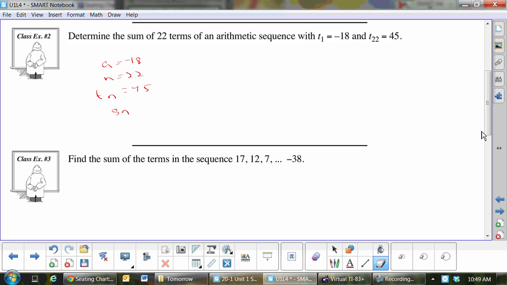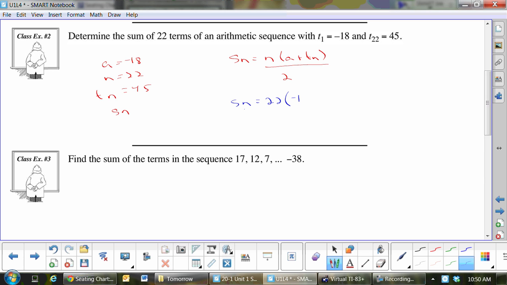Now again, it's our first time going through this one, so I'm just going to write down the formula. Sn equals n times bracket a plus Tn all divided by 2. Okay, so Sn equals n is 22. A is negative 18 plus Tn is 45, all divided by 2. See, this one's even nicer to put in your calculator, but make sure you're doing this, you guys, or you will get it wrong.